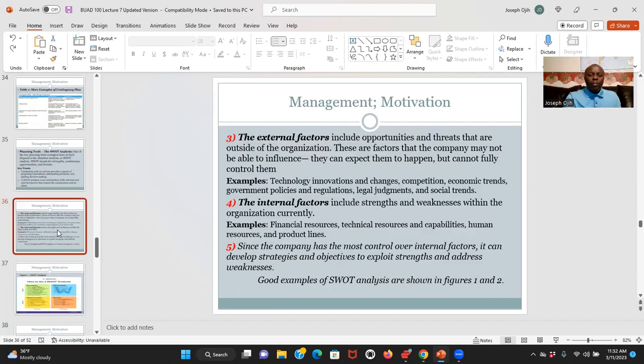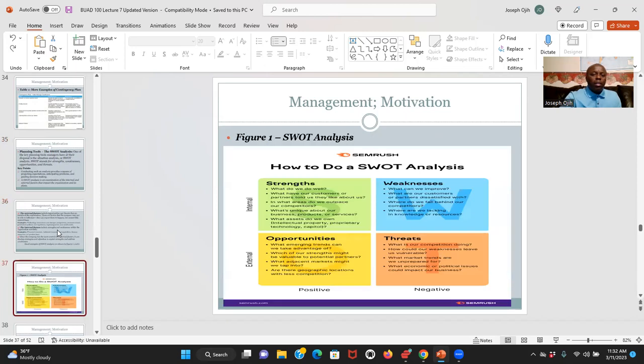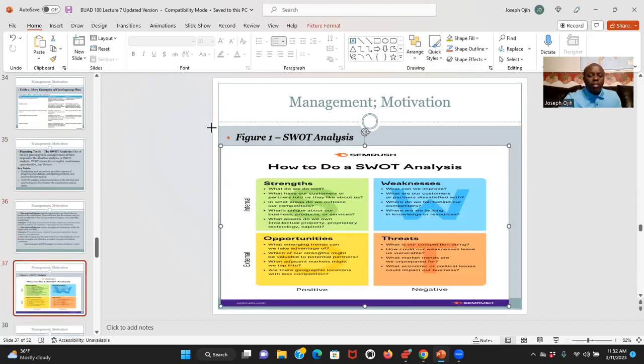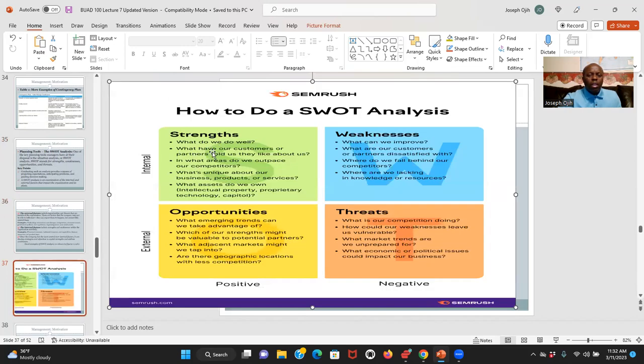So look at a good example of a SWOT analysis here. You can see the company's strengths. It says strengths: what do we do well? What have our customers or partners told us they like about us? Then look at the weaknesses. What can we improve? What are our customers or partners dissatisfied with? Then these are opportunities. What emerging trend can we take advantage of? Which of our strengths might be valuable to potential partners? There are opportunities and so on and so forth.